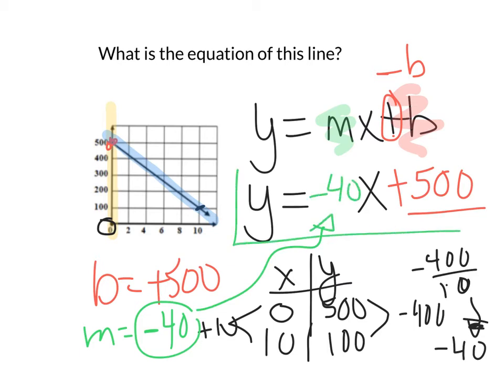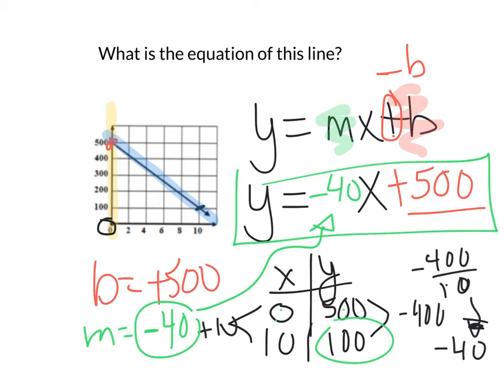And then there's my equation. So y, the output, is equal to negative 40 times the input of x plus 500. You can check your work by plugging in a 0. Negative 40 times 0 is 0, plus 500 gives me 500. 0, 500, we're good to go. 10 times negative 40 is negative 400, plus 500 is a positive 100, and so that's what I have there as well. Okay, so that's looking at a one quadrant graph.